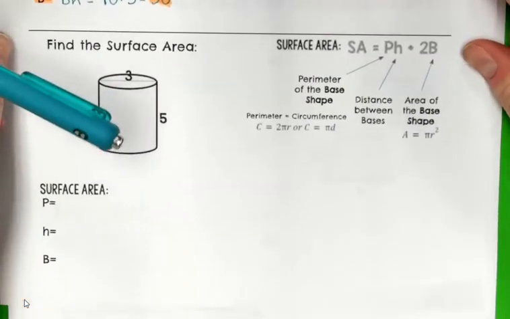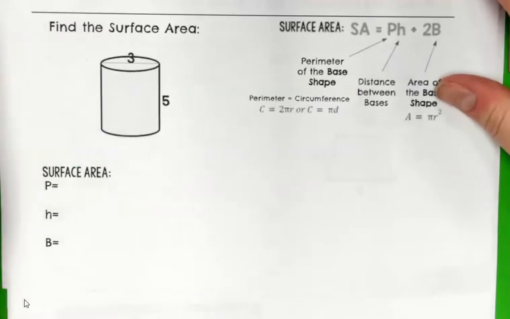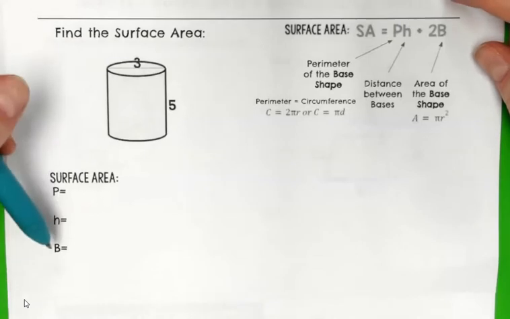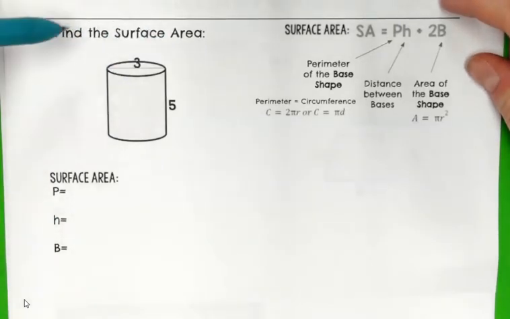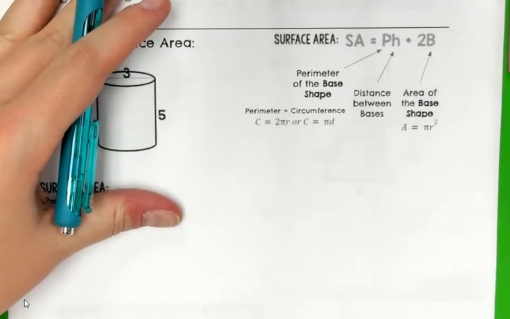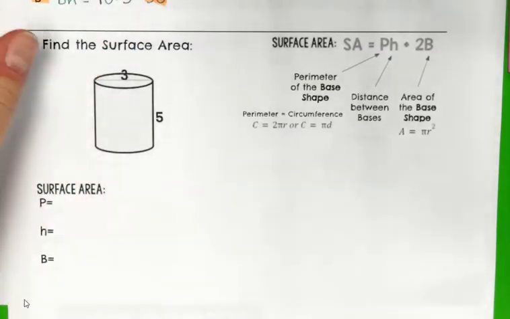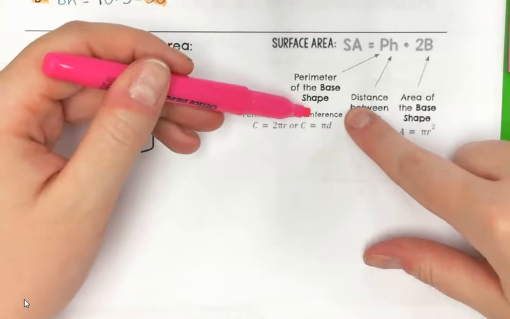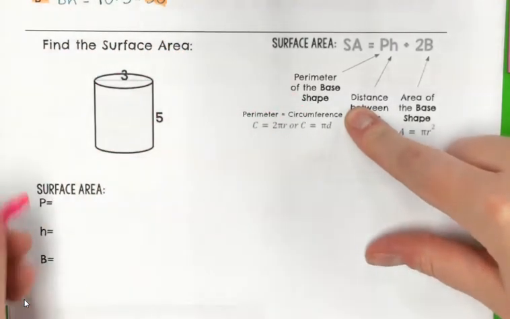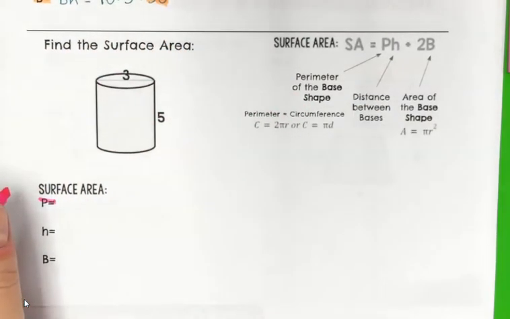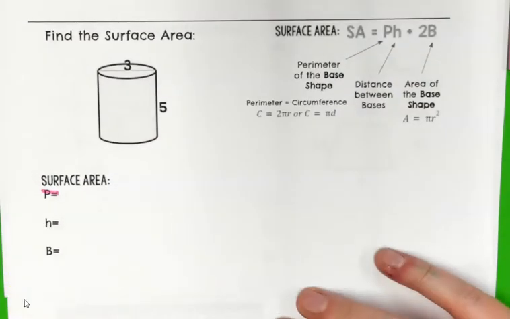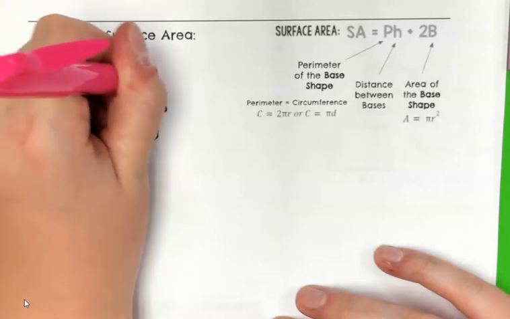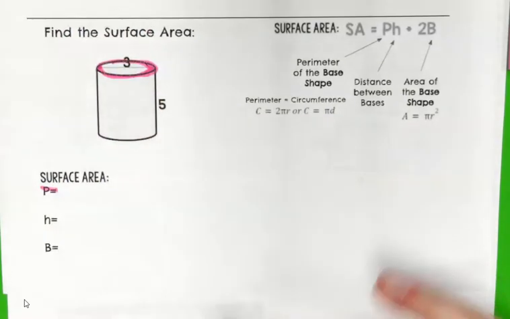And we're moving on to cylinders. All right, the next problem here, it wants you to find the surface area. We've got this formula. It's slightly different because our perimeter is actually going to be circumference. So the perimeter of this is simply the circumference of this circle here.